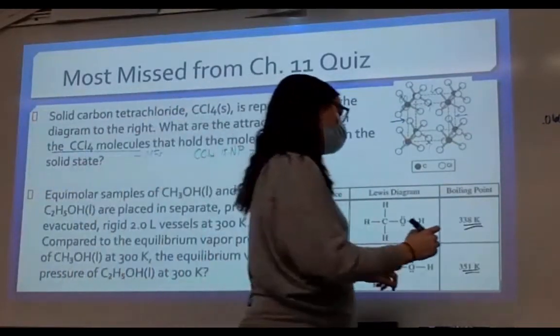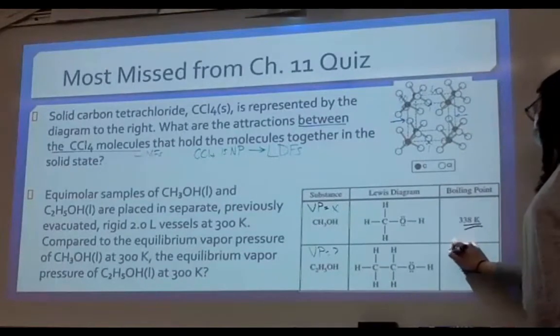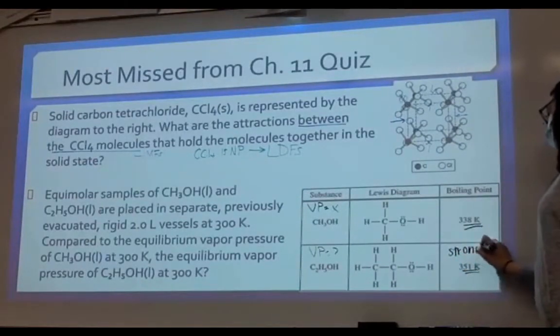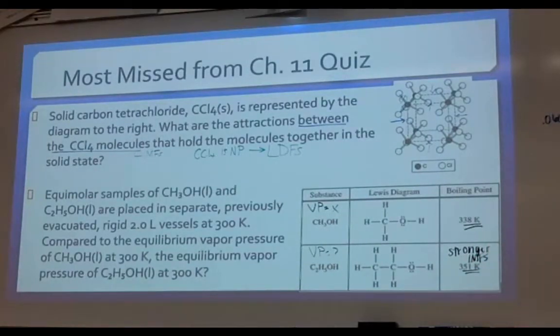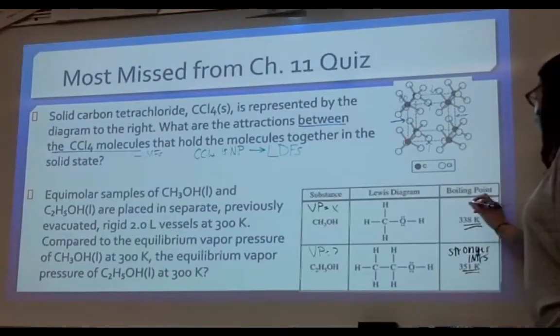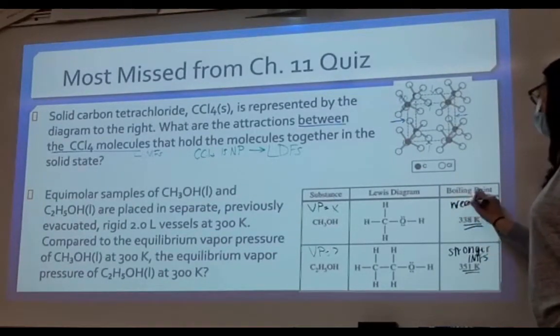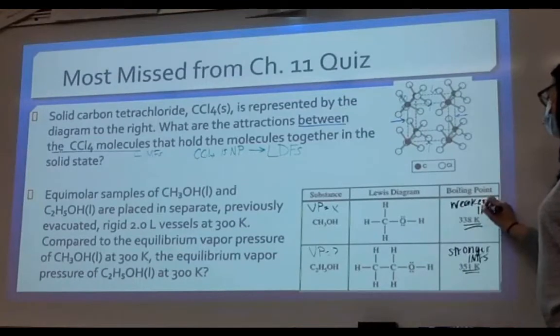A higher boiling point means stronger IMFs. So a higher boiling point means stronger IMFs. So if we're comparing these two, ethanol will have stronger IMFs, methanol will have weaker IMFs, just based on the boiling point.